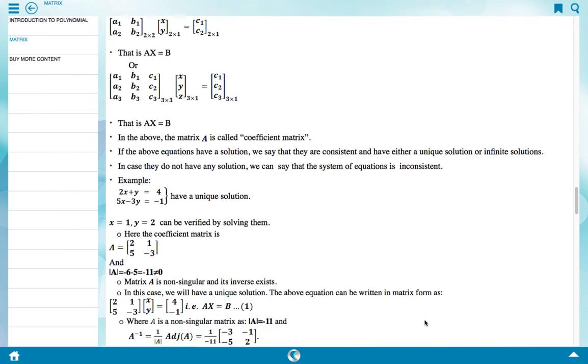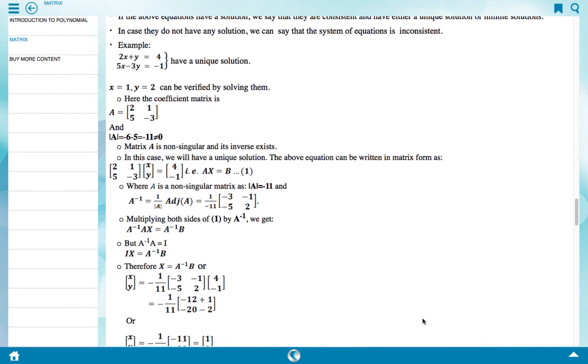Example: 2x plus y equals 4, 5x minus 3y equals minus 1 have a unique solution, x equals 1, y equals 2, which can be verified by solving them. Here the coefficient matrix is A equals [2 1; 5 -3] and determinant of A equals minus 6 minus 5 equals minus 11, which does not equal 0. Matrix A is non-singular and its inverse exists. In this case, we will have a unique solution.